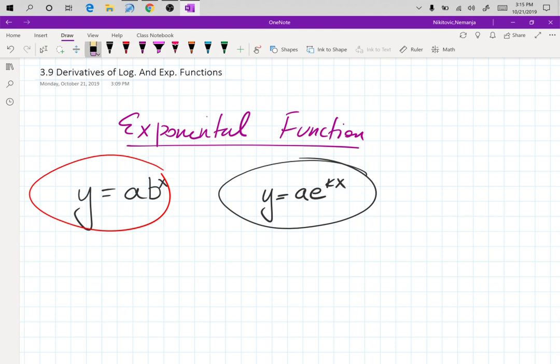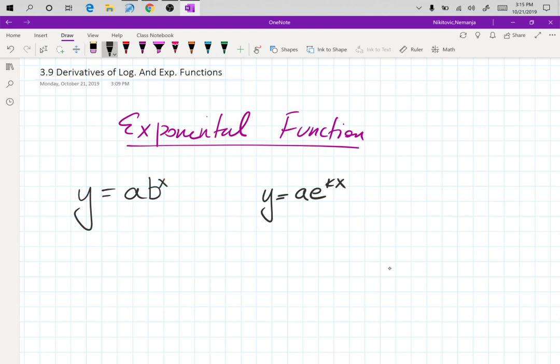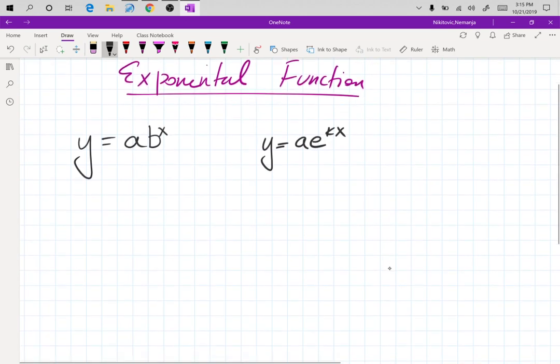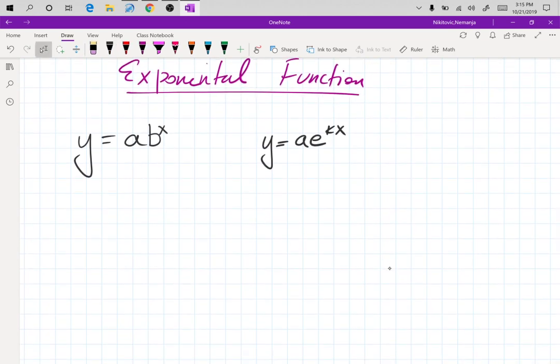Now, the question is derivatives, right? We know about the exponential function. We know it's increasing. We know it doesn't have an x-intercept. It has a y-intercept at 1, and all that good stuff. So the precalculus of the exponential function still holds the same.